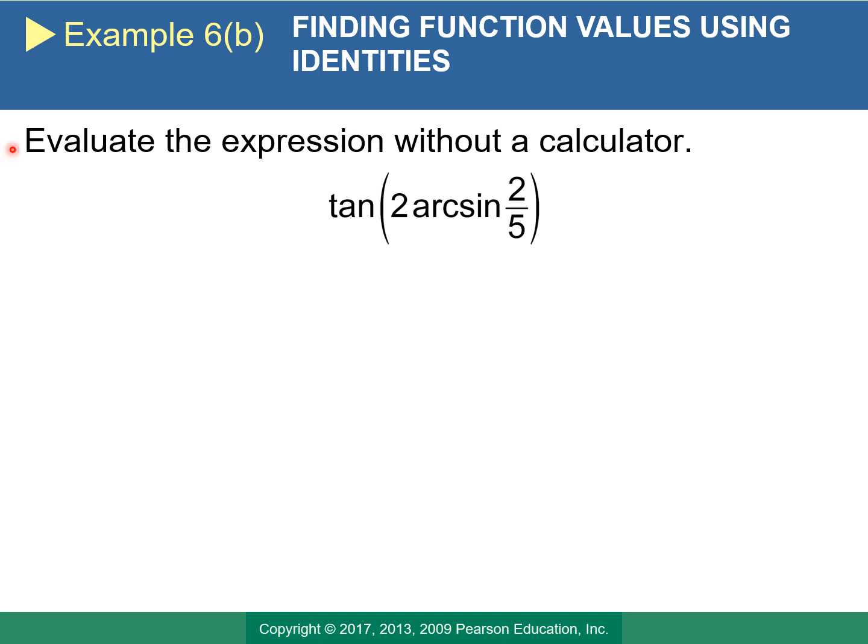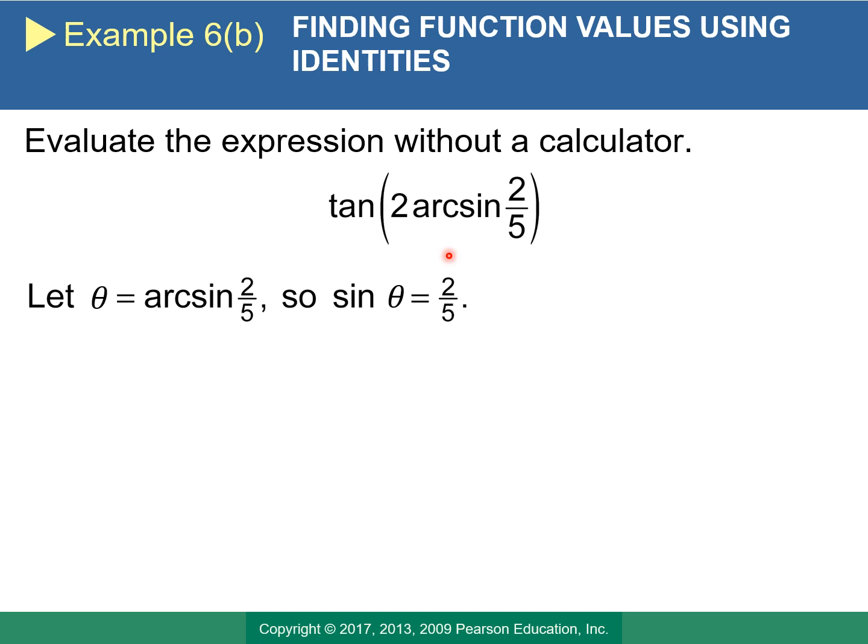We're going to do part B, evaluate the expression again without a calculator. Notice what we're finding: tangent of 2 arcsine 2/5. This inverse sine right here is an angle, so this is really saying tangent of twice an angle. So we're going to refer back to our double angle formula.